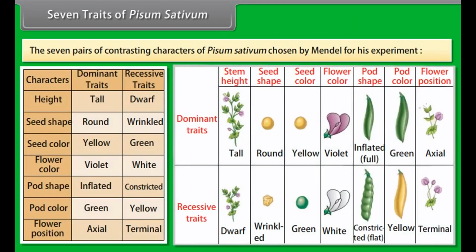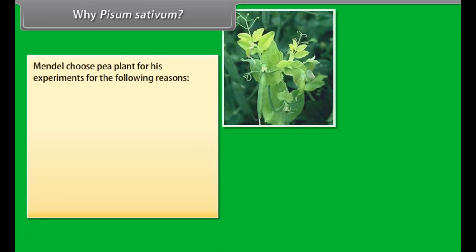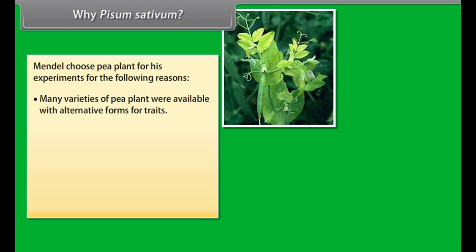7 traits of Pisum sativum. The 7 pairs of contrasting characters of Pisum sativum chosen by Mendel for his experiment. Why Pisum sativum? Mendel chose pea plant for his experiment for the following reasons. Many varieties of pea plant were available with alternative forms for traits.